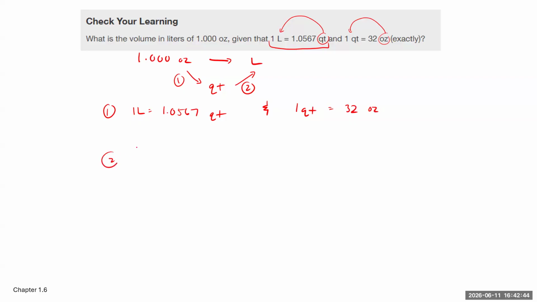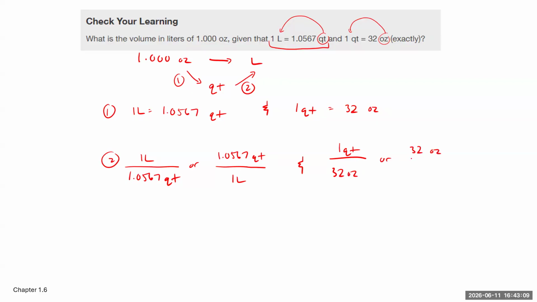All right, step two, write them as fractions. 1 liter over 1.0567 quarts, or 1.0567 quarts over 1 liter. And we have this one, 1 quart over 32 ounces, or flip-flop it, 32 ounces over 1 quart.